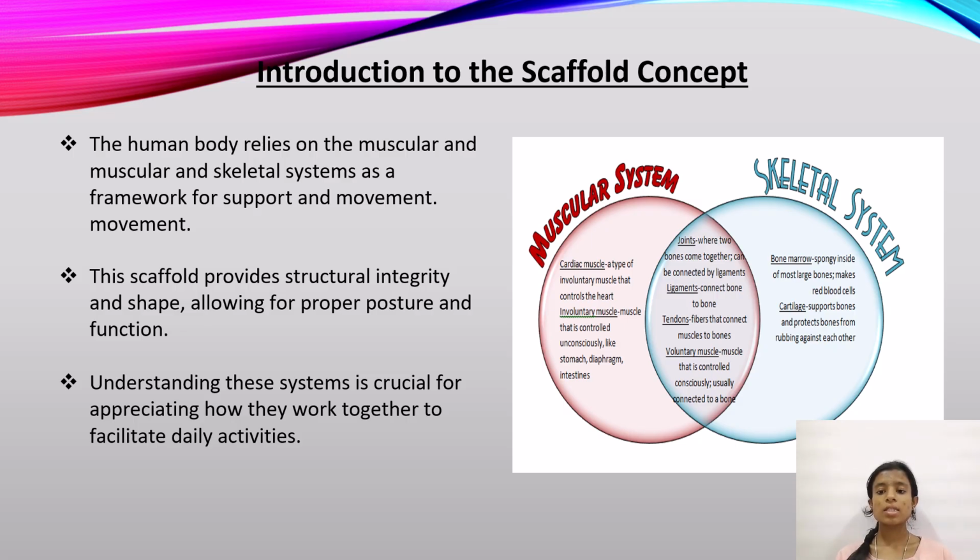In the skeletal system, bone marrow, the spongy inside of most large bones, makes red blood cells. Cartilage supports bones and protects bones from rubbing against each other.